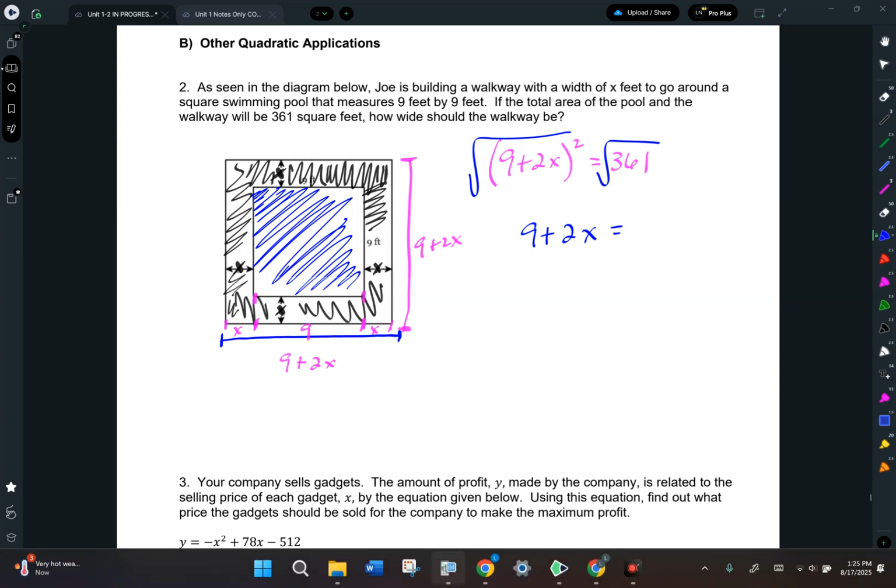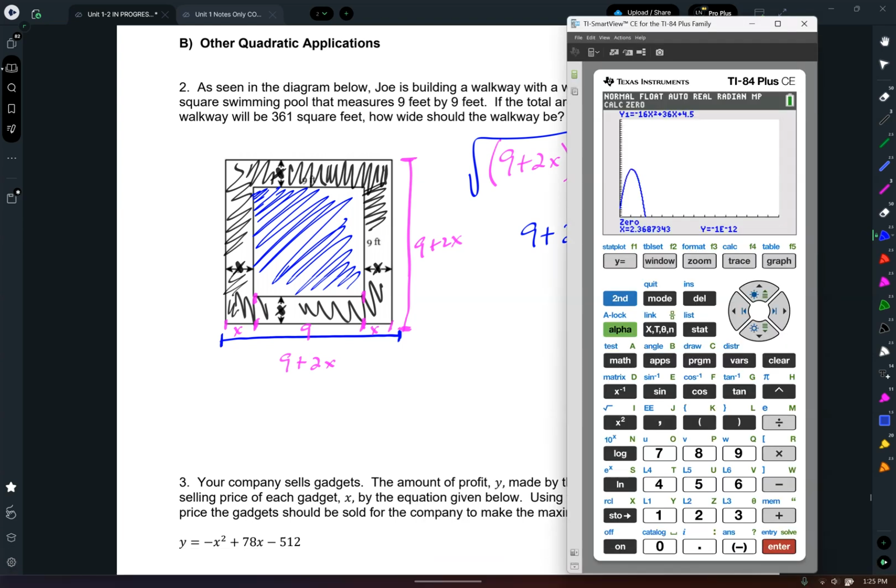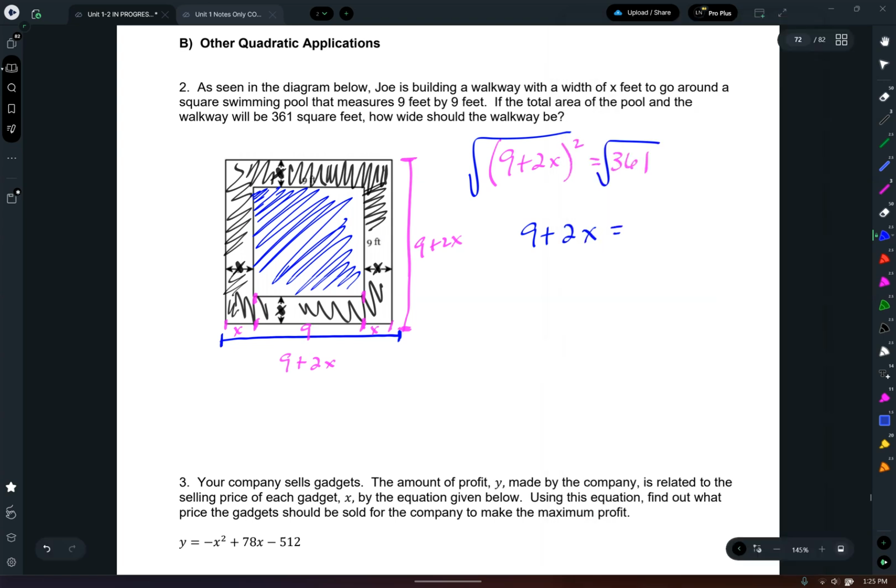We can put it in and check if you want to. What is the square root of 361? Square root 361. Well, look at that. It's 19. That was nice that it came out nice and neat. Didn't have to, but glad it did. So I could finish solving. 2x equals 10, x equals 5. So how wide should the walkway be? The walkway should be 5 feet all the way around.